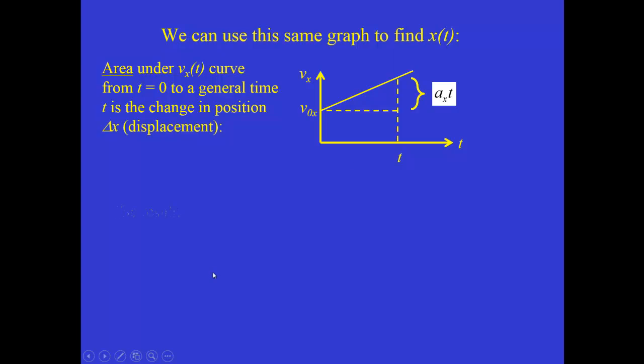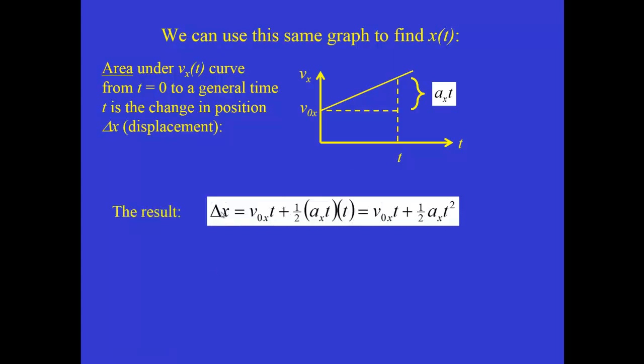And now all we have to do is write down that delta x, the area underneath here, which is how far the object has traveled along the x direction. It's equal to the area of the rectangle, which is simply V0x times t, plus the area of the triangle, which is a half times the base times the height. So 1/2, the base is simply the time t, the height is axt, so we multiply those two together and we get that delta x is V0xt plus 1/2 axt squared.